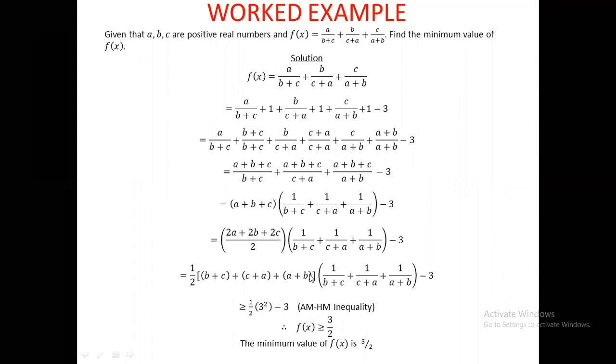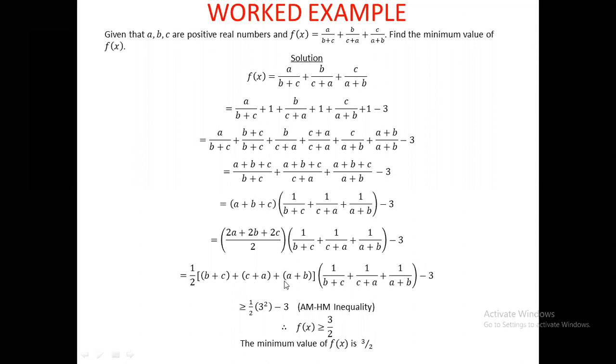Do not forget what AM-HM inequality says. It says that the product of the sum of given observations multiplied by the sum of the inverses is at least the number of observations squared. Now, have a free mind. It's not always A plus B plus C. Sometimes it could be A squared plus A cubed plus A raised to the power 4. Those could be the sum of the observations you're given. So always have a free mind. So in this case, the observations are B plus C, C plus A, and A plus B.